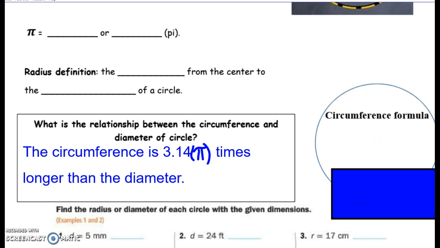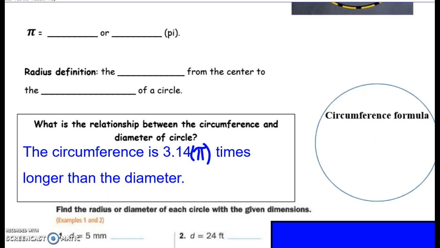In the last video, the teacher taught you that the circumference is 3.14, or pi, times longer than the diameter. And that's true for every circle. So please make sure you write that down. This relationship is how we came up with the formula for circumference, or not me, but the person who came up with the formula. So the formula for circumference of a circle is always going to be circumference equals diameter times pi.